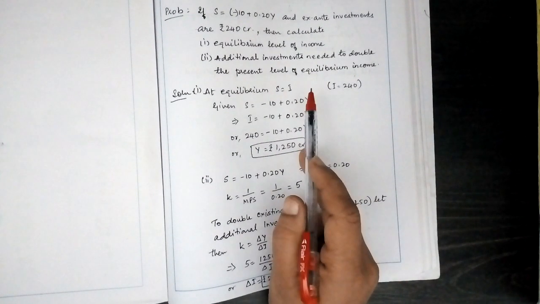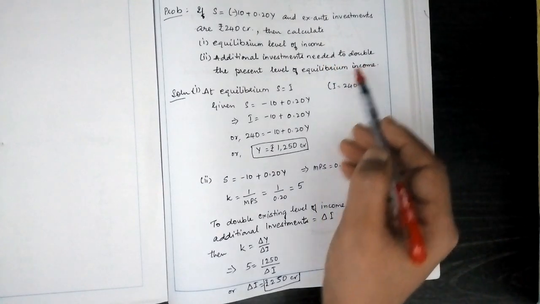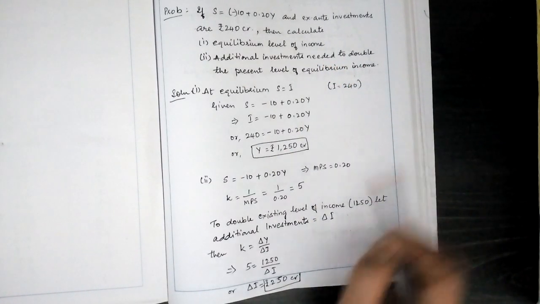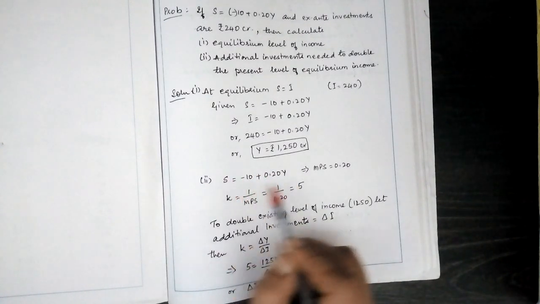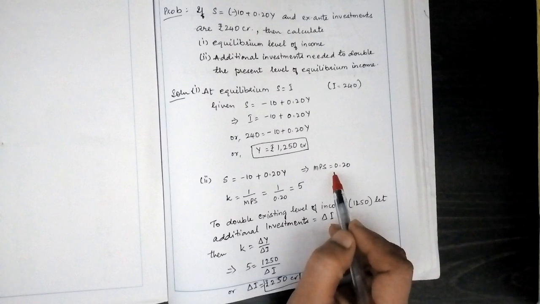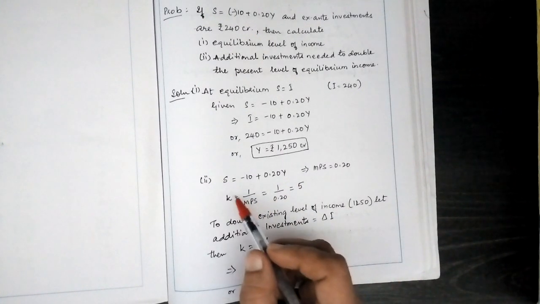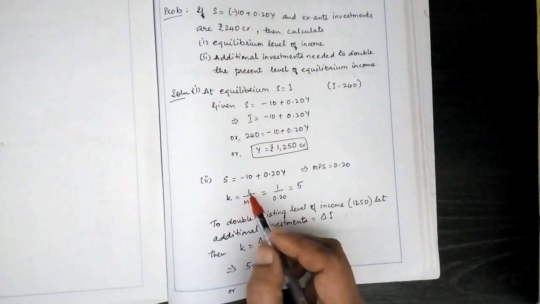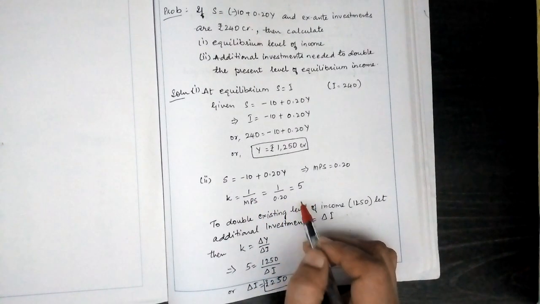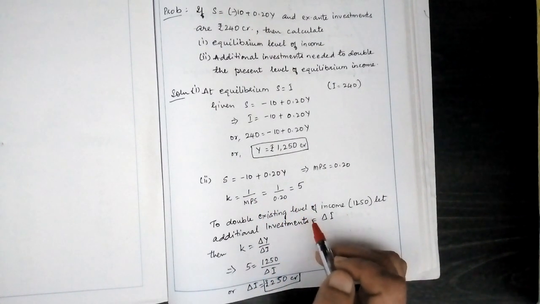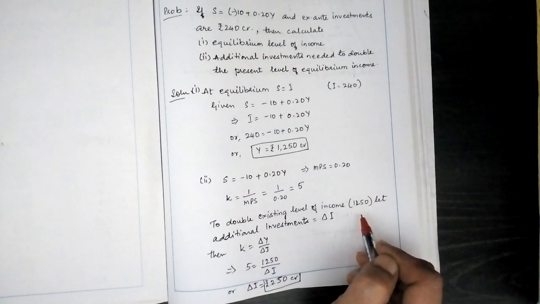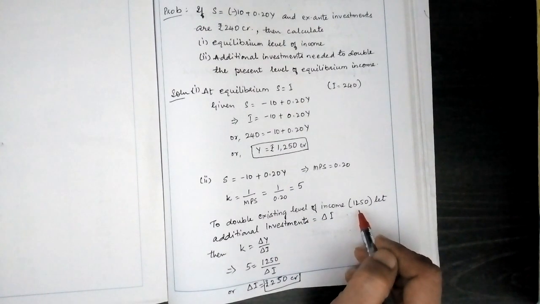Now the second question asks us the additional investment needed to double the present level of equilibrium income. Now this is a saving function. So 0.20 is MPS, isn't it? So what is the value of K? K is 1 by MPS, equal to 5. Now the question demands doubling the existing level of income, which is equal to 1250 here.